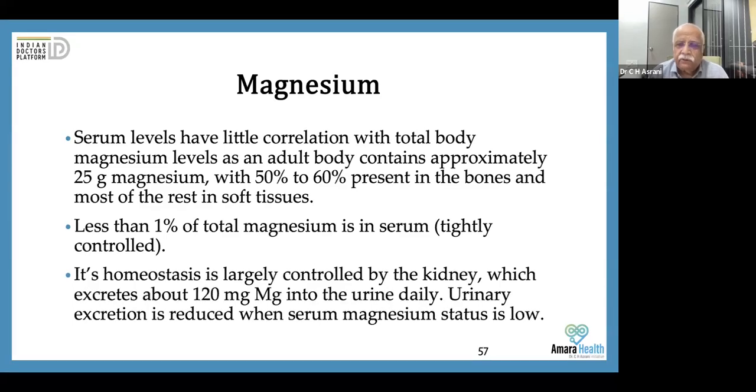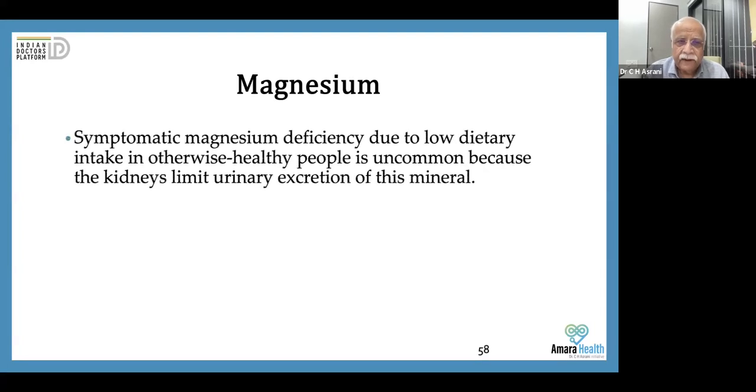It is very tightly controlled by the kidneys. Homeostasis is largely controlled by the kidney, which excretes about 120 milligram of magnesium into urine every day. If the magnesium levels in the body go down, this excretion stops or reduces. So that is why the kidney is the main regulator. Symptomatic magnesium deficiency due to low dietary intake in otherwise healthy people is uncommon.